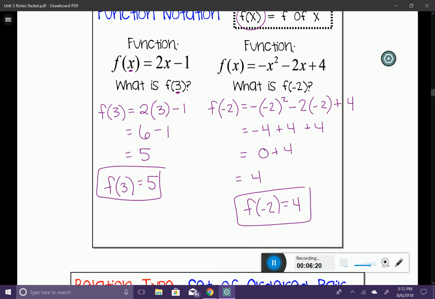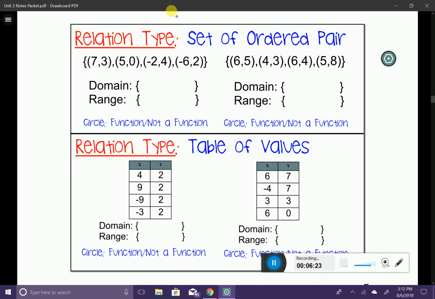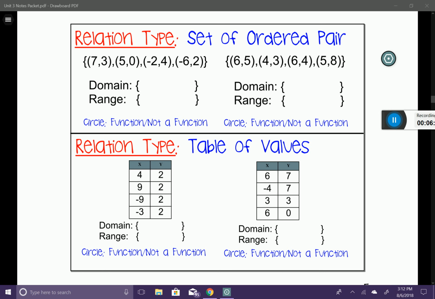All right, let's talk about some relations, the 4 different types of relations. The first type is a set of ordered pairs. Sometimes you might see a set of ordered pairs that looks just like this. All it is literally is a set which is 2 or more ordered pairs put together. And what we want to do is not only write them in the proper notation, but figure out, is it a special type of relation called a function? So first, let me show you how to write it in proper notation.